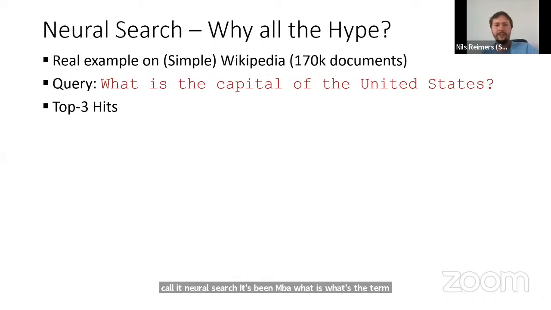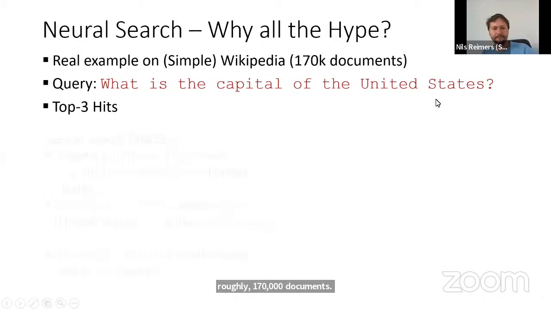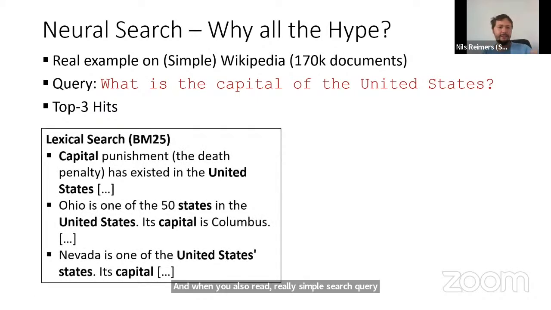So here's a real example on Wikipedia, the simple version of Wikipedia. It has roughly 170,000 documents. And when you pose a really simple search query, what's the capital of the United States? And you use classical lexical search, BM25. So that's what you always used with Elasticsearch for the past 20 years, or with Lucene or Solr. You get the following results for this really simple query.